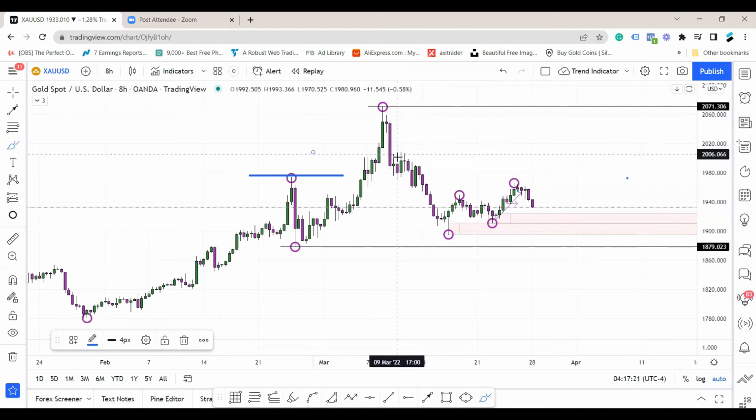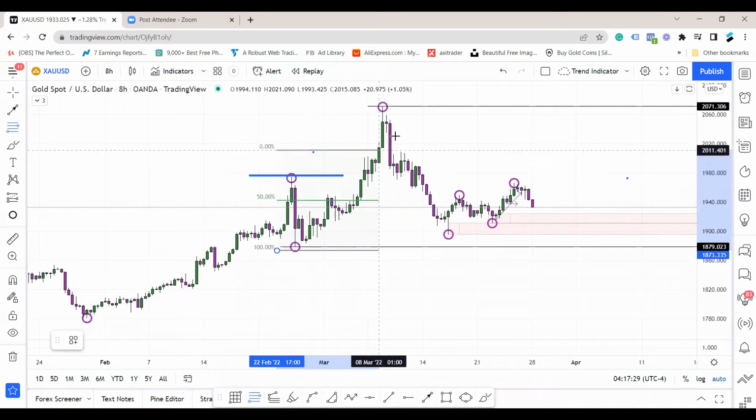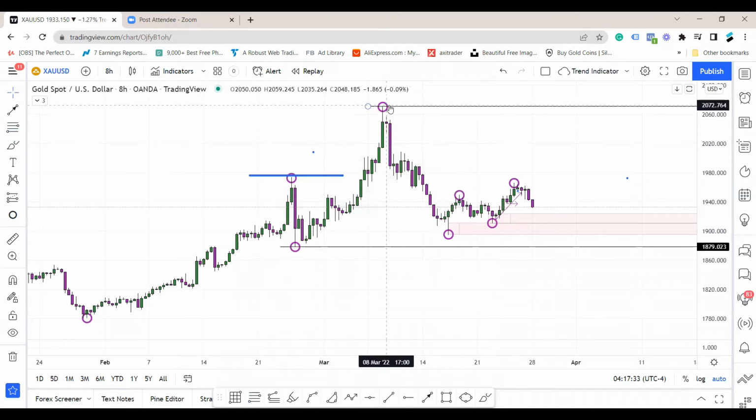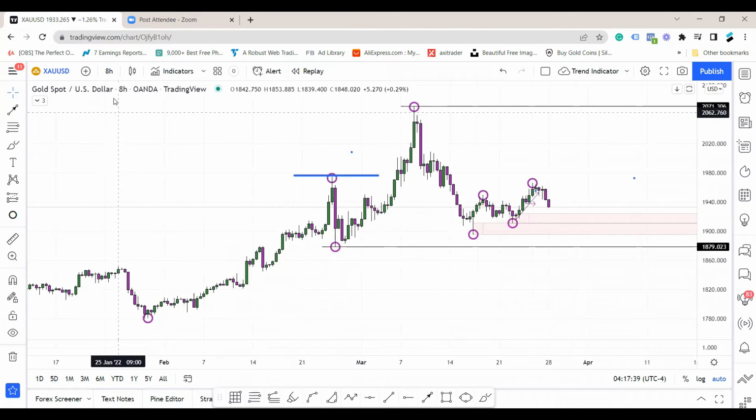Now you can see that this pullback again is all the way back to this low, more than 50% of this entire retracement, right? You can see that it's more than 50%. So we can then consider that this is a confirmed higher high. The price comes back down here, right? So this is what is a trend in a higher time frame, bullish, right?